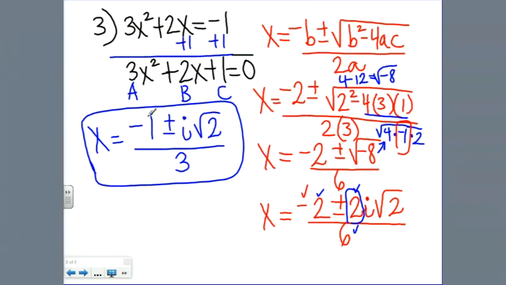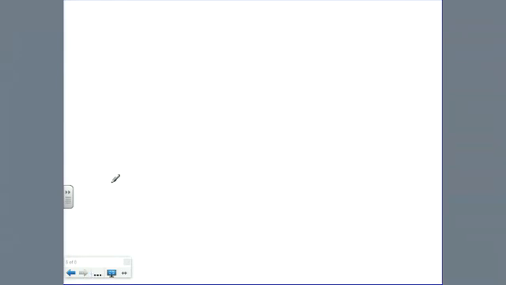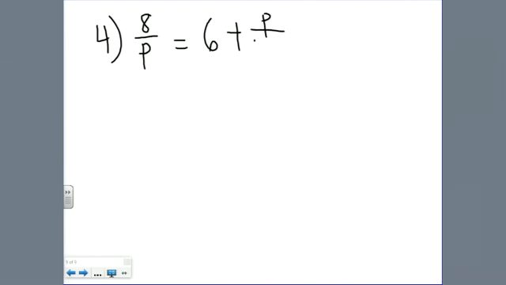The next example involves fractions. So we have to eliminate the fractions somehow and get our problem in standard form so we can solve it. So let's look at this next problem. We have 8 over p, as in Paul, equal to 6 plus p over p plus 1.